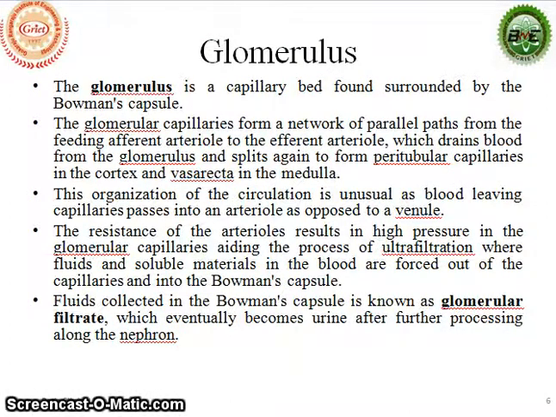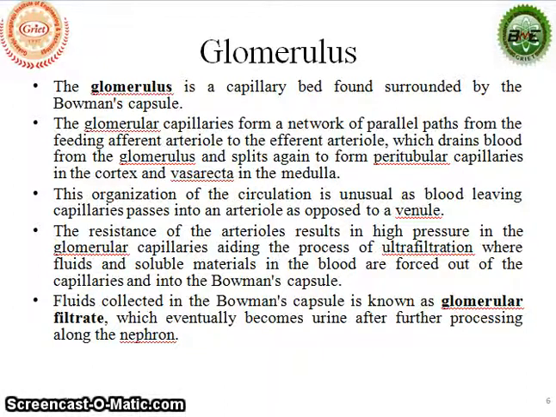The glomerulus is a capillary bed surrounded by the Bowman's capsule. The glomerular capillaries form a network of parallel paths from the feeding afferent arteriole to the efferent arteriole, which drains blood from the glomerulus and splits again to form peritubular capillaries in the cortex and vasa recta in the medulla. This organization of circulation is unusual, as blood leaving capillaries passes into an arteriole as opposed to a venule.